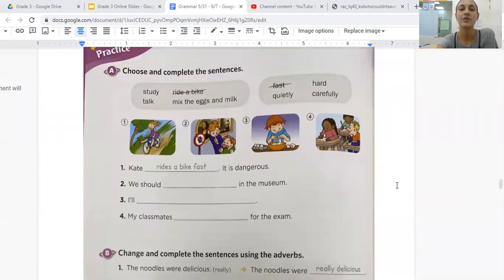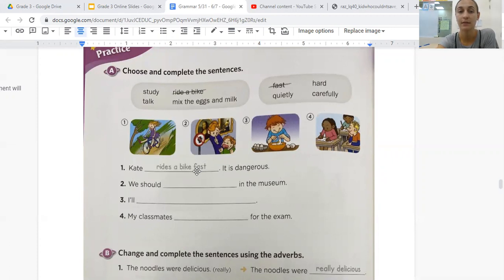Okay, now you need to choose and complete the sentences. So you have the actions they're doing, the verbs, and then you have the adverbs. So we see our picture. She's moving fast. So we see Kate rides a bike fast.